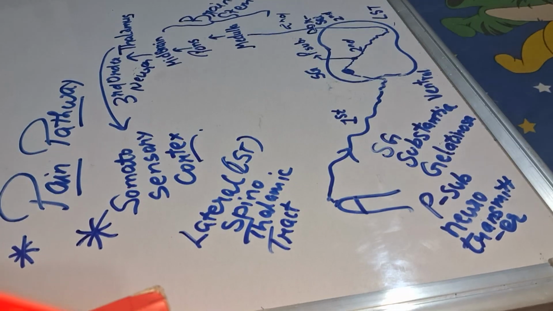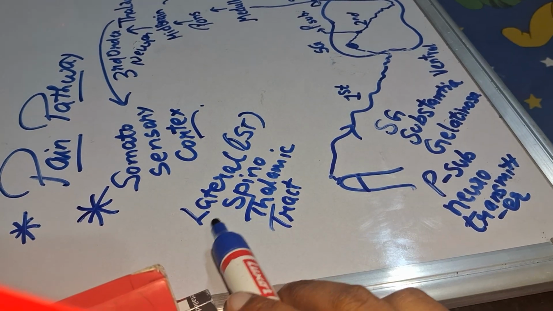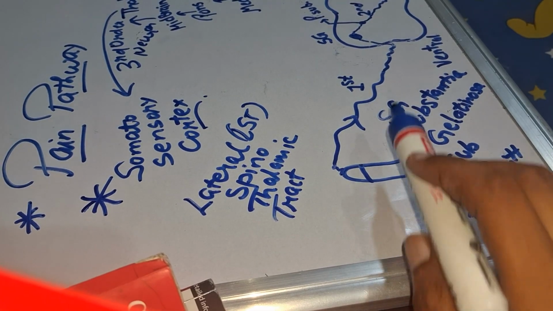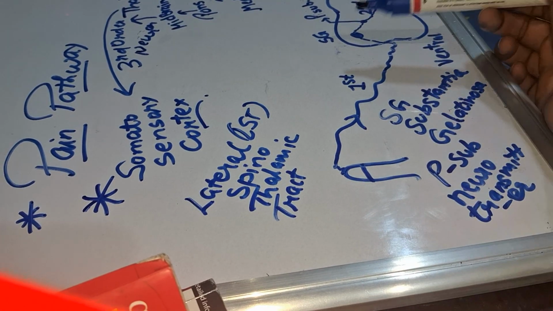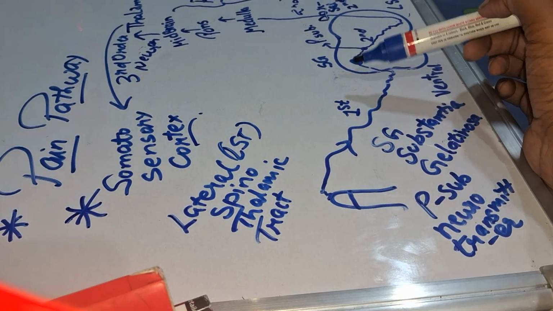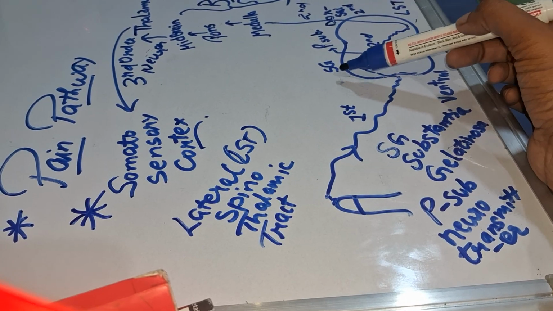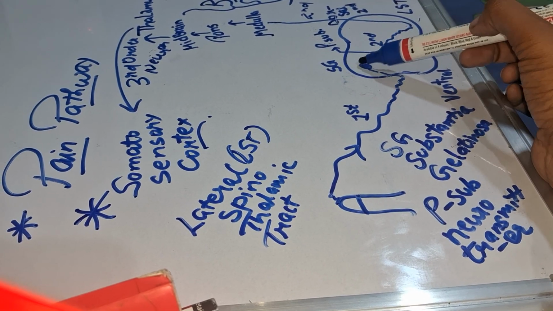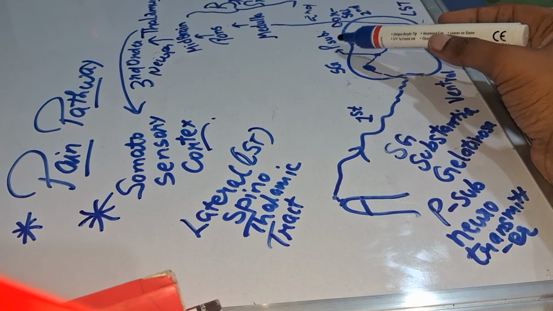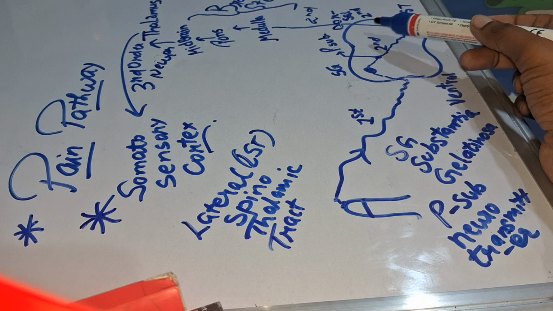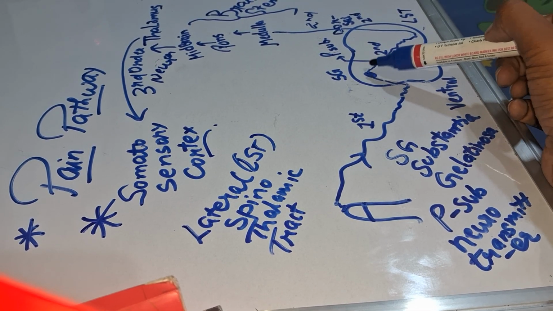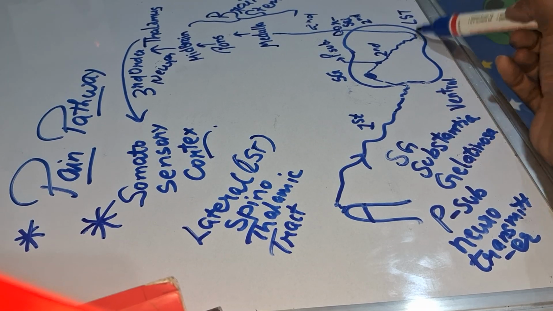Have a look at the diagram. LST, lateral spinothalamic tract. P substance, which is a neurotransmitter. SG, substantia gelatinosa. This is the dorsal horn. Actually, this is a TS section of the spinal cord, and here is the dorsal horn. Here is the SG, substantia gelatinosa, which releases the P substance. P substance is a neurotransmitter, and here the second order neurons are involved in transmission of the impulse from the dorsal side to the ventral side.